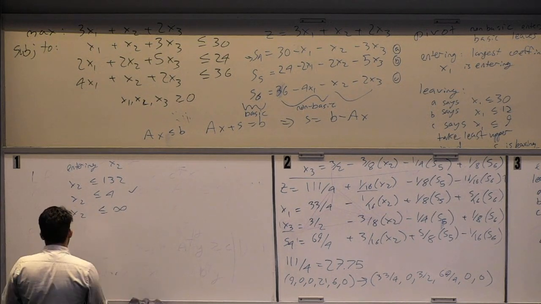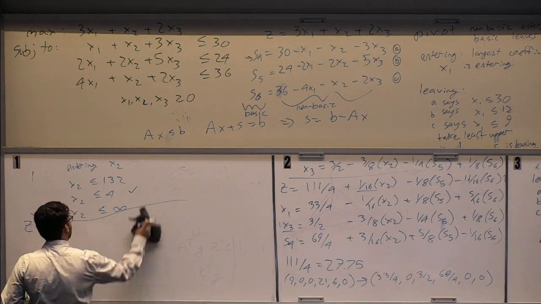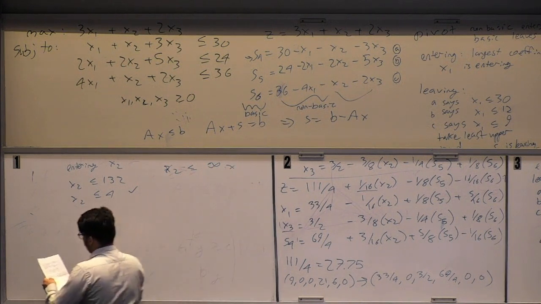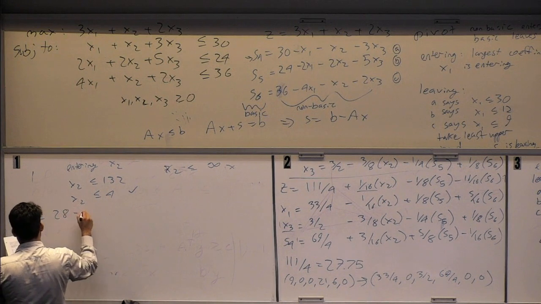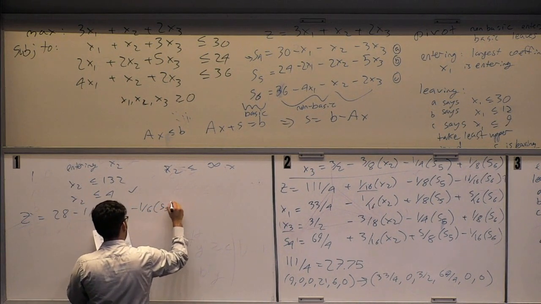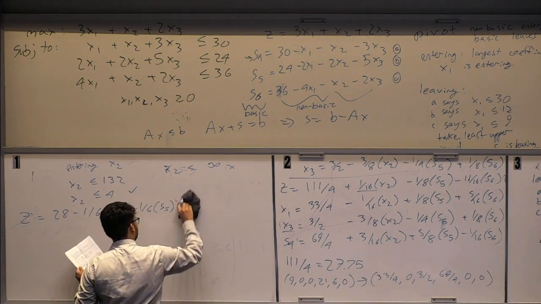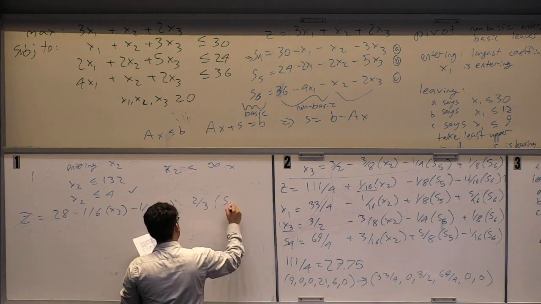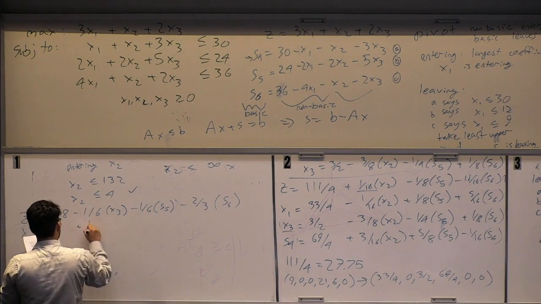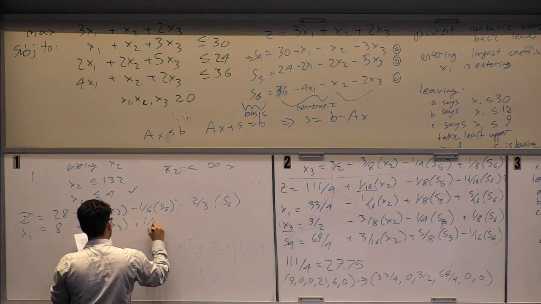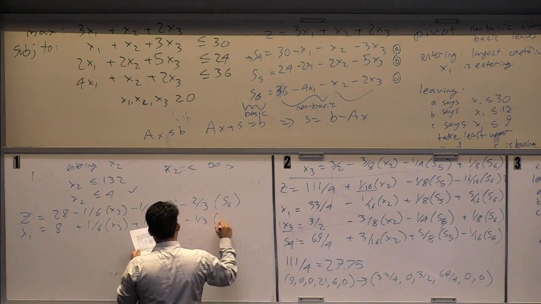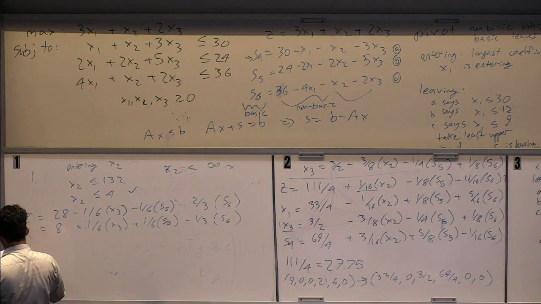Now, if we were to rewrite that, and I'll skip ahead a little bit, we're going to get the following. We're going to get z is equal to 28 minus 1 over 6 x3 minus 1 over 6 s5 minus 2/3 s6. X1 is going to be equal to 8 plus 1/6 x3 plus 1/6 s5 minus 1/3 s6. x2 and s4 are our basic variables.